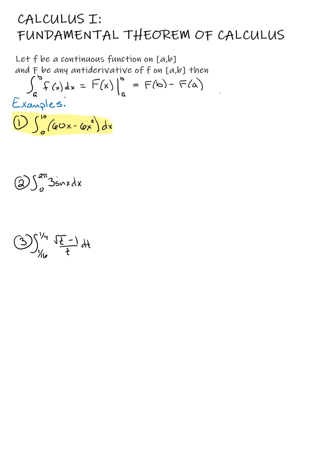So let's start with example 1 here. We're going to integrate from 0 to 10 of 60x minus 6x squared dx. To begin with, we'll start by finding the antiderivative of my integrand. The integrand here is 60x minus 6x squared. The antiderivative of that is, we take 60x, take that exponent, add 1, and then divide by that amount. Do the same thing with the 6x squared, take that exponent, add 1, and then divide by that amount.